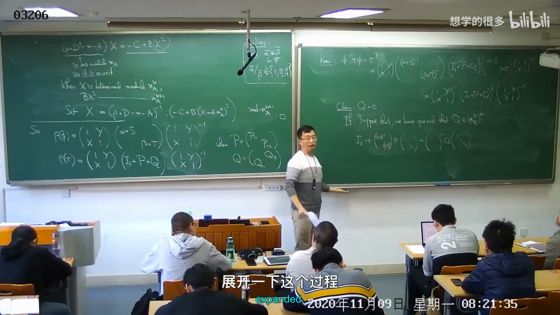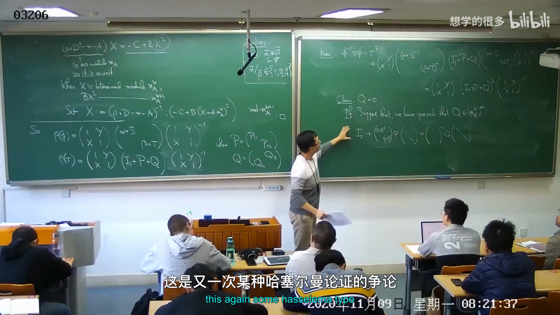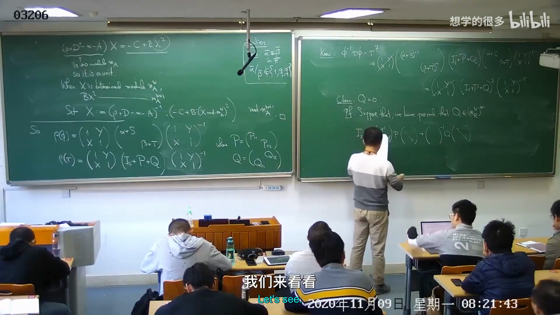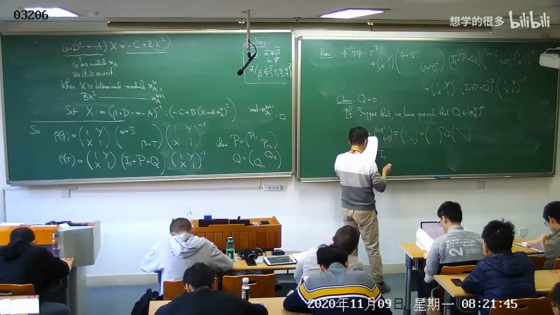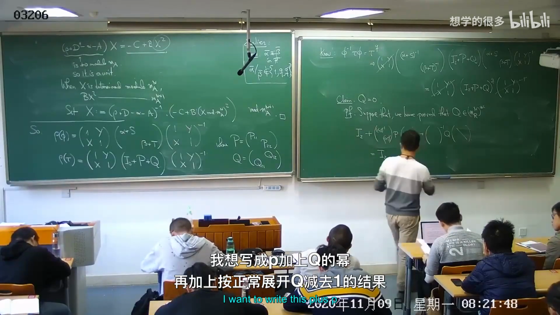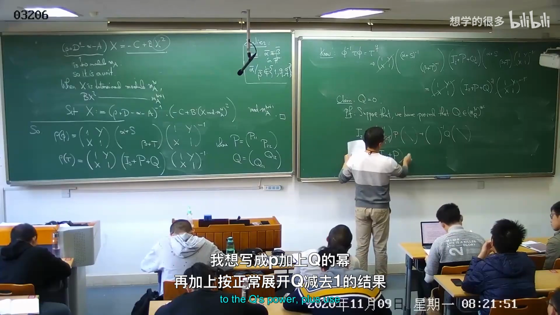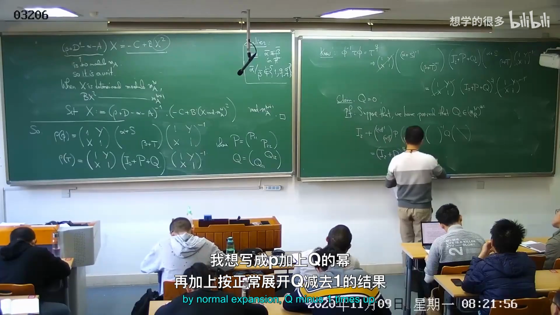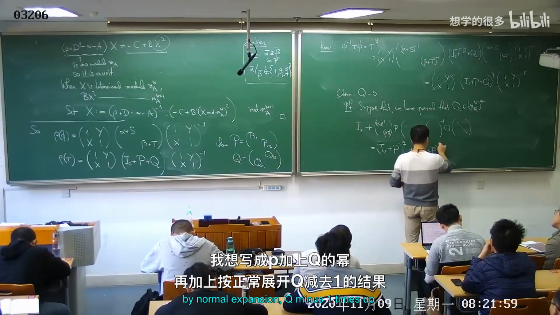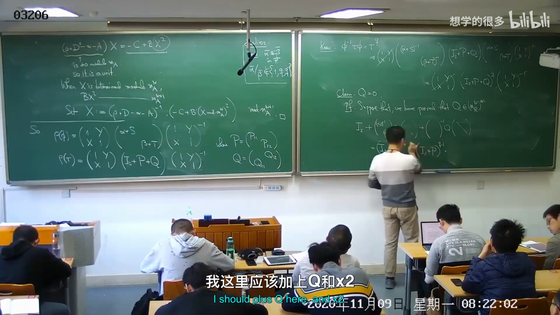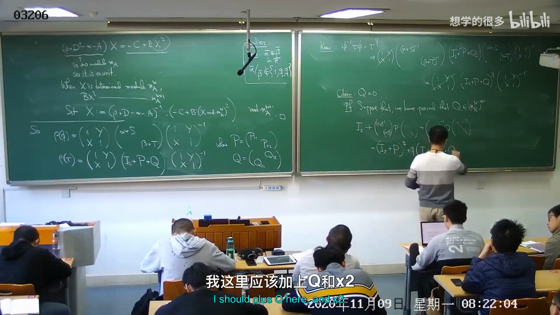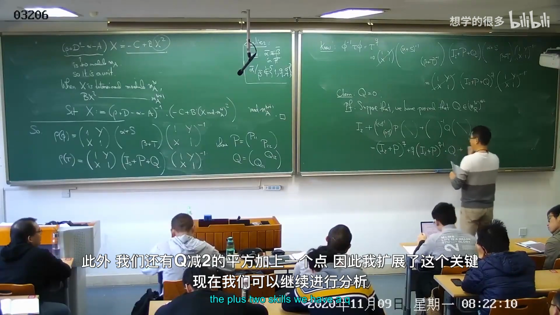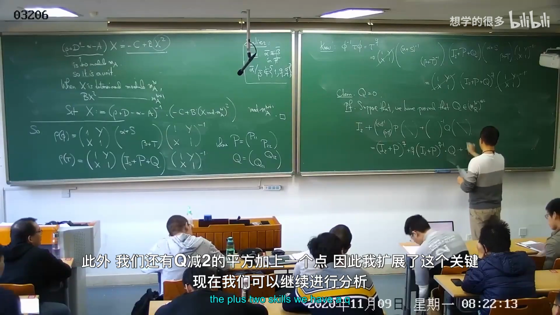Right-hand side, let's expand it. This is, again, some Hensel lemma type of argument. I want to write it as this plus P to the q's power, plus use the binomial expansion: q minus 1 times, I should plus q here, times Q, and then plus q choose 2, so maybe half of q.